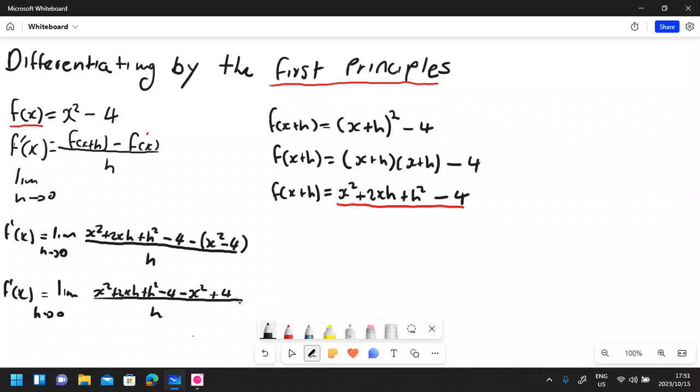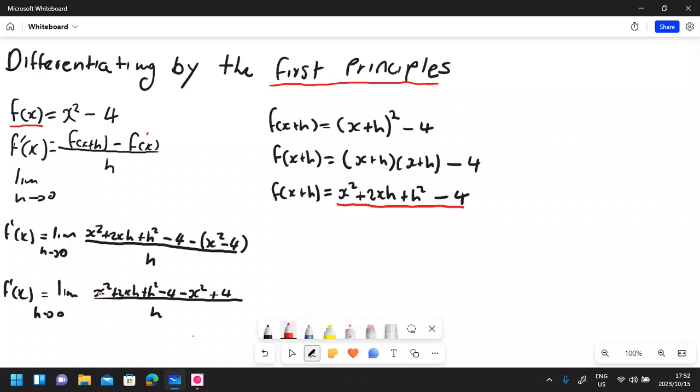Now let's look at the numerator. Here the next step is to look for the like terms. If you still remember from the previous video, I said you must have like terms and they must subtract each other. Those like terms that are subtracting each other should not be affiliated with h. Basically, they should not have h with them. They should not be multiplied by h. So let's look at those like terms.